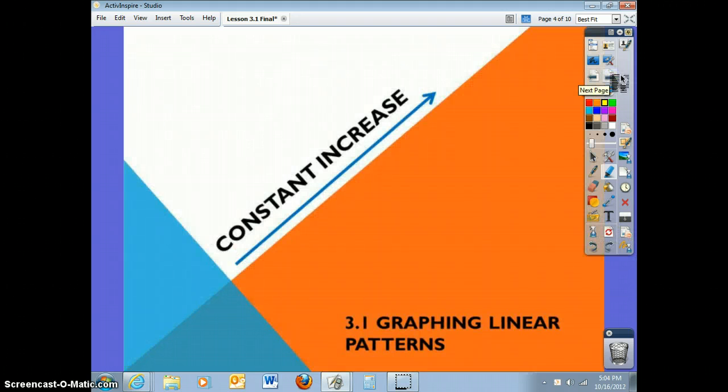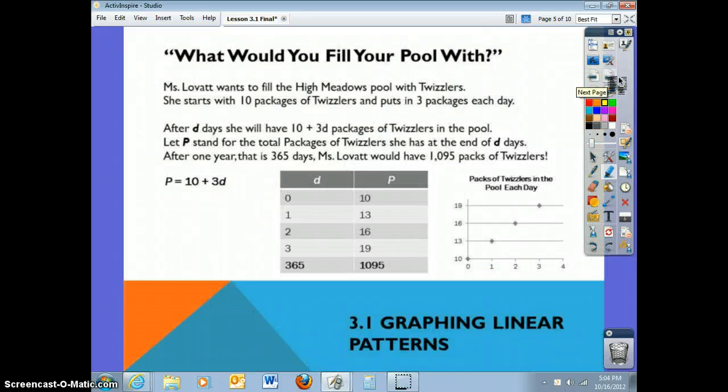Right. Now, constant increase. Let's say Miss Lovett's filling a pool. You know how she talks about this each year? She says, what would you fill a pool with if you could fill a pool with anything? Well, I know that Miss Lovett loves Twizzlers. Not red vines, but Twizzlers. And so she goes down to the High Meadows pool and puts 10 packages of Twizzlers in the High Meadows pool. Then the next day she goes down and puts in 3 more packages of Twizzlers. And each day after carpool she walks down there and throws in 3 more packages of Twizzlers.